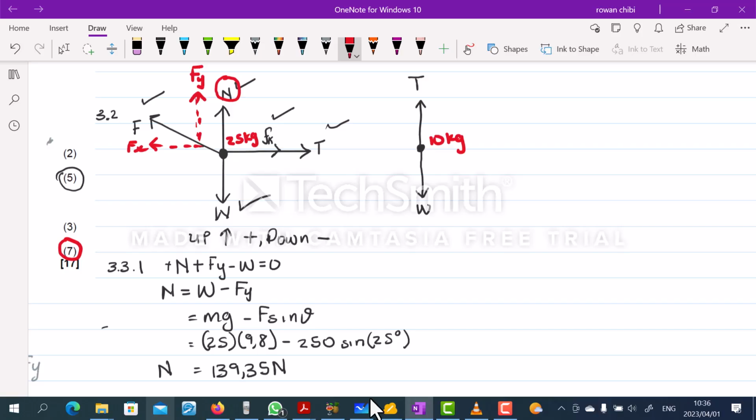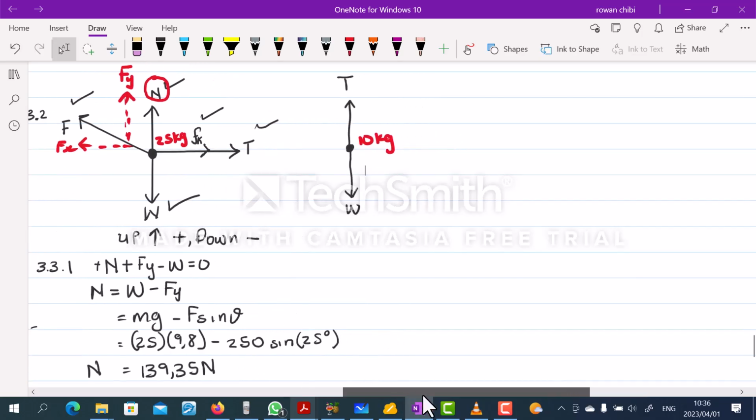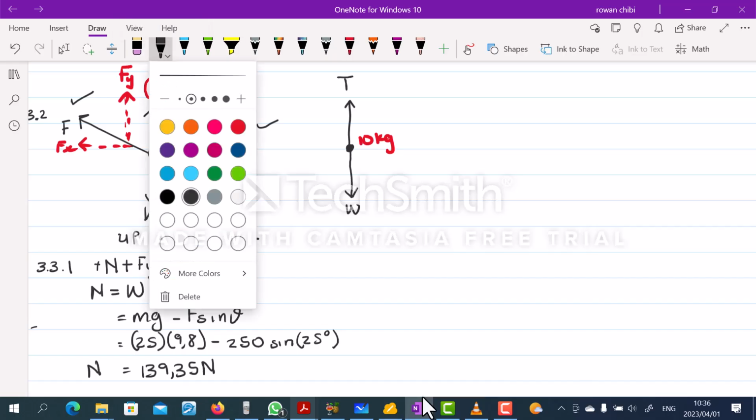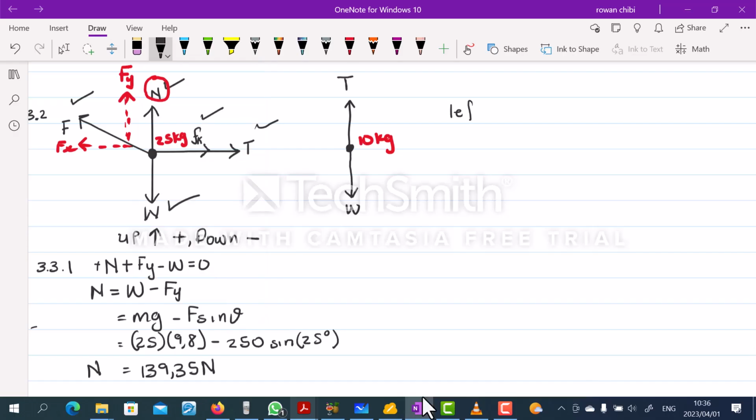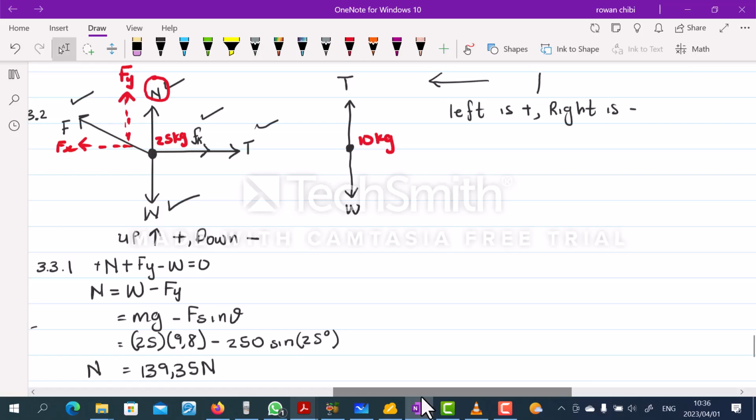So what is the first step that you do? You must separate your blocks. I'm going to look at the first block. Remember, it's going to the left, so I'm going to take left as positive. If left is positive, that means the right is negative. So it's going to the left, so it's positive. That means the one that is 10 kg, which was going up, so up is positive since left is positive.